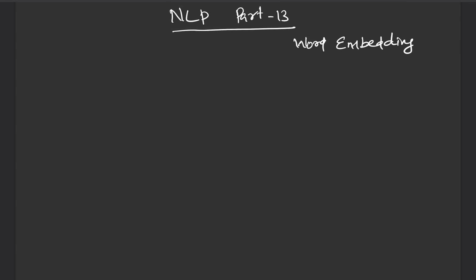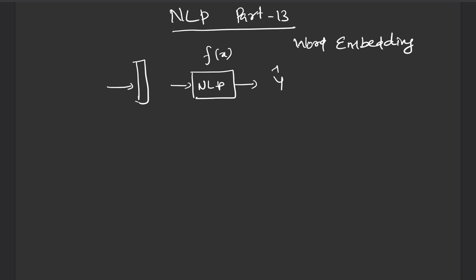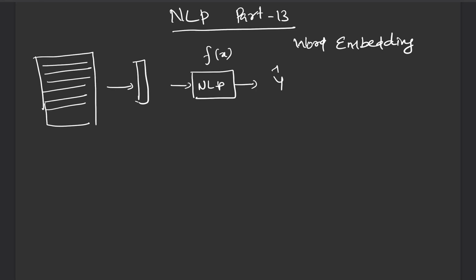What is word embedding? It is again the numerical representation of our textual information. In our NLP model, this model has its mapping function f of x. X should be a numerical vector given to this f of x. Then it would predict this y prime. Here our raw input is in textual format. We have seen in our earlier classes how to convert this text into a numerical vector. So, we have seen several methods.